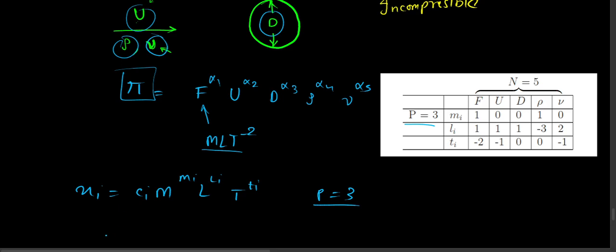So force I can write down as some constant which I'm going to assume 1 into M raised to 1, which is from here. Then we have L raised to 1 again, which is here, and T raised to minus 2. So here we have the dimensional analysis for force. In a similar way, we have it for the velocity, for the diameter, etc.